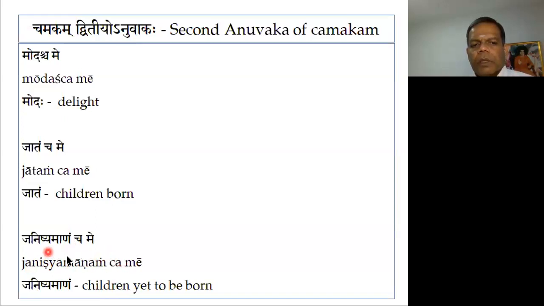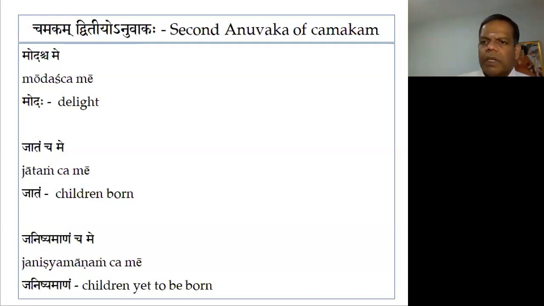Janishyamana means children yet to be born. That's the meaning of the commentators. But whoever is to be born, it doesn't have to be children, let them be beneficial. Not only one's own children, anyone to be born in this world. When the rishis were contemplating, they were looking at whoever is born, let them be beneficial. It's for everyone's sake. The mantra is actually for worldly benefit, for the entire society. So all the children yet to be born, let them also be beneficial. It's a blessing, it's a prayer.